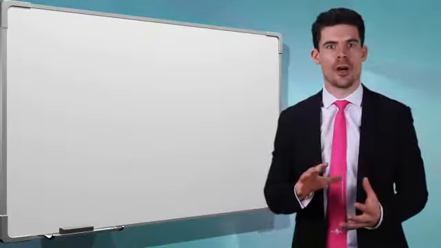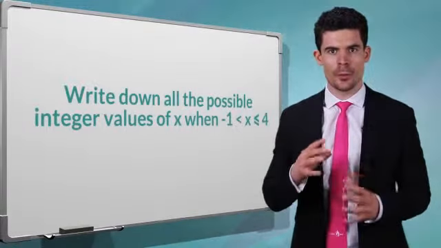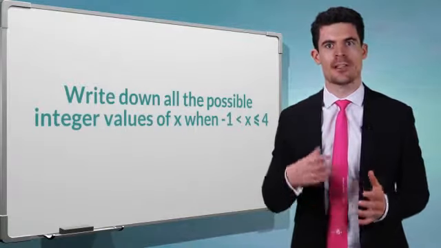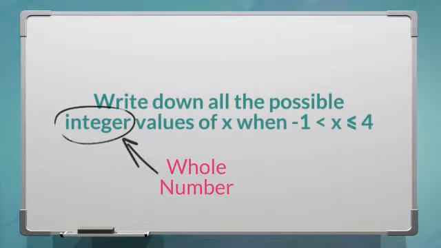Now, sometimes you may get a question like this. Write down all the possible integer values of x when -1 is less than x, which is less than or equal to 4. An important thing to remember is that integer means whole number. Why mathematicians need to use such fancy words when it's something as simple as that is beyond me.